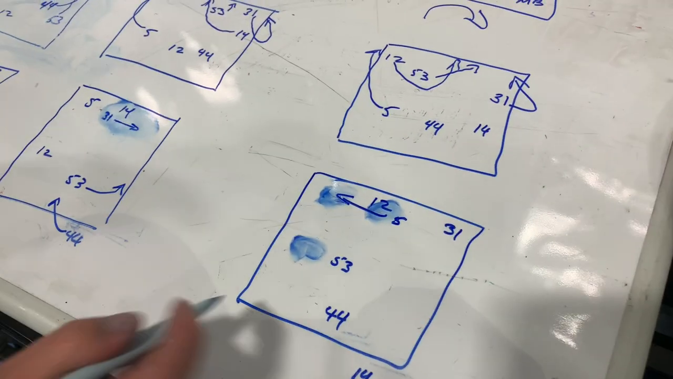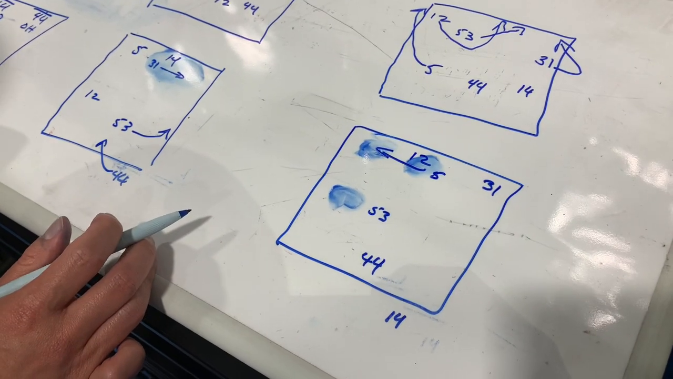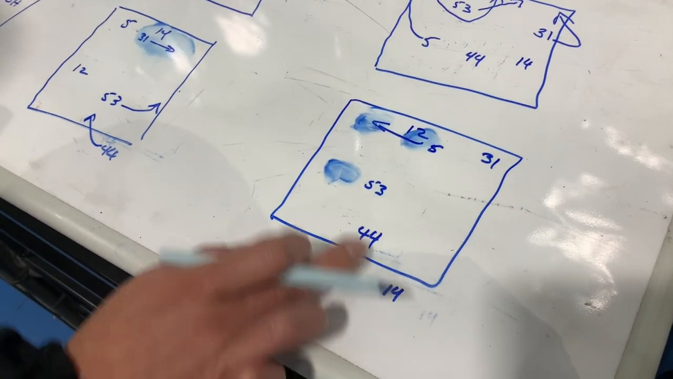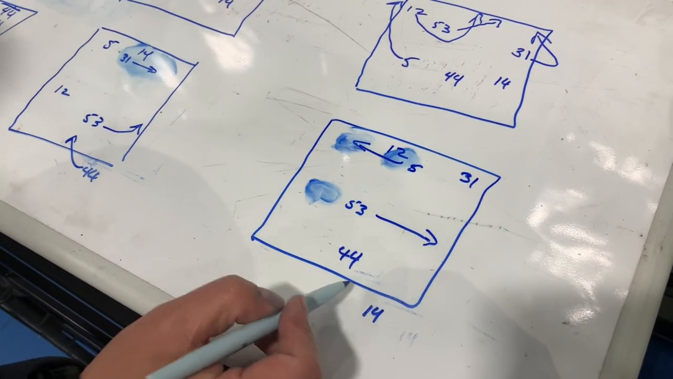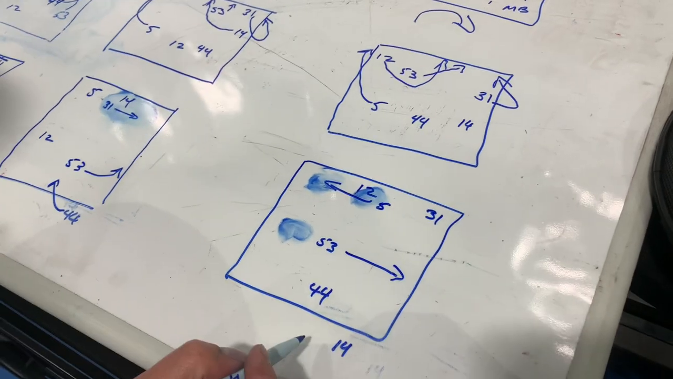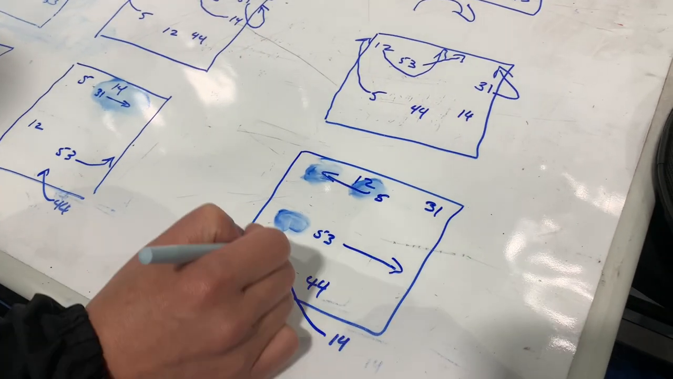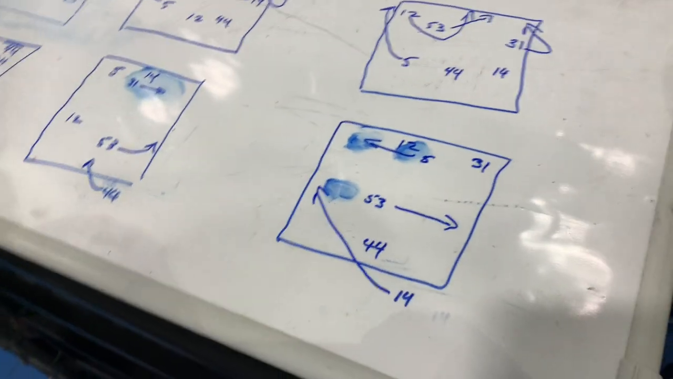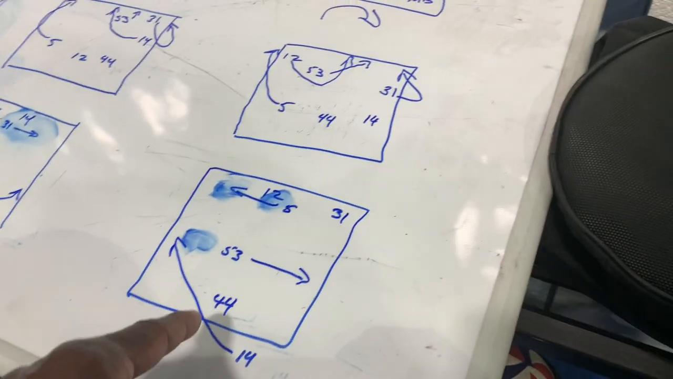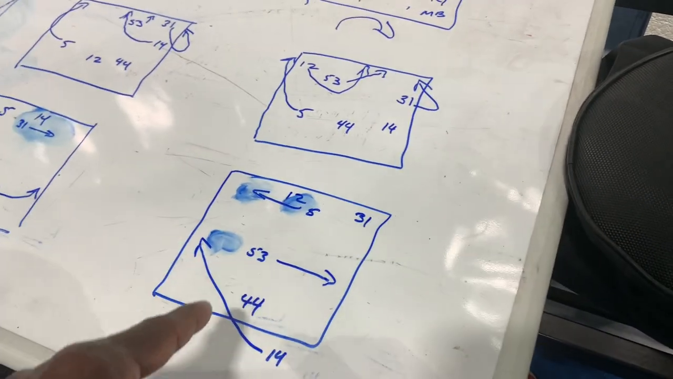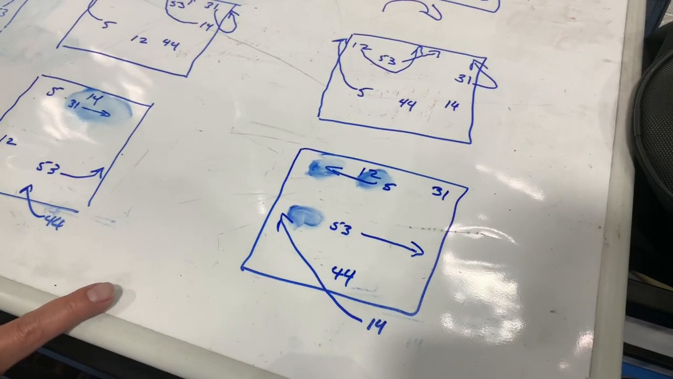So we want 53, who's our setter, to be in the right back. As soon as the serve hits, he's going to run this way. And 14 is our other middle blocker, so we want middle blockers to play on the left side. He serves and then moves that way. He moves, and 44 spins here. So again, they're not overlapped, and it's okay.